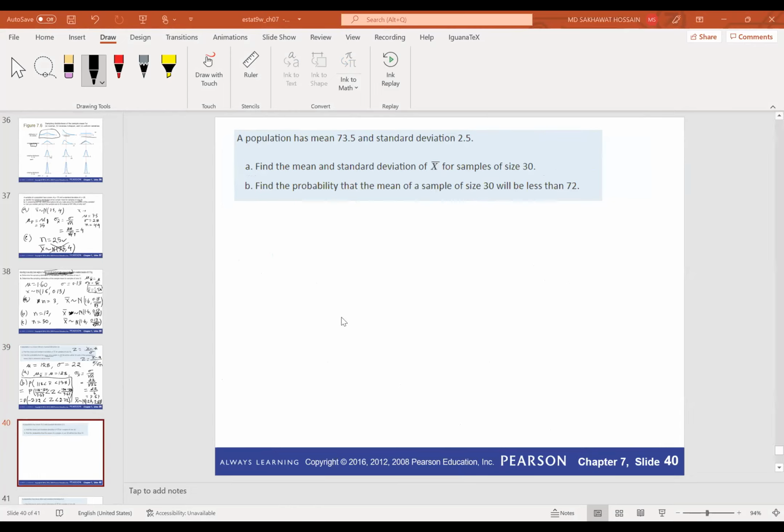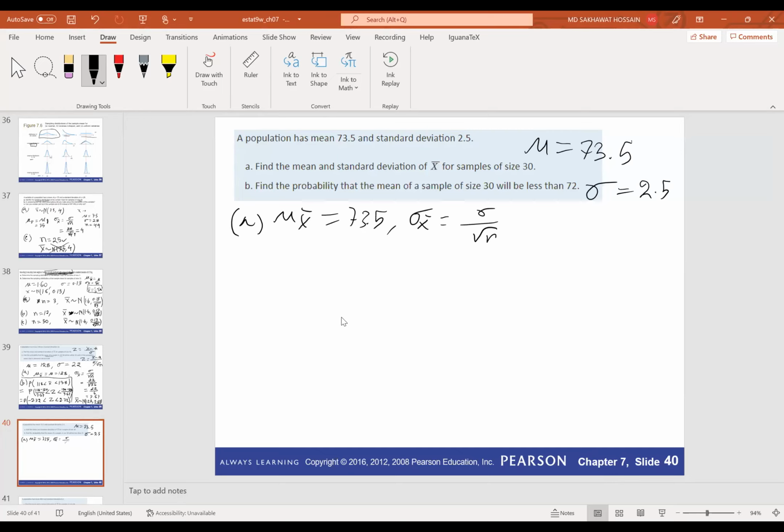The next one is a population has mean 73.5 and standard deviation 2.5. Here we have mu is 73.5 and sigma is 2.5. In part A, we need to find the mean and standard deviation of X bar. So we need to find mu X bar, which is mu, so that means 73.5. And sigma X bar, which is sigma over the square root of n. So that's 2.5 over square root of 30.